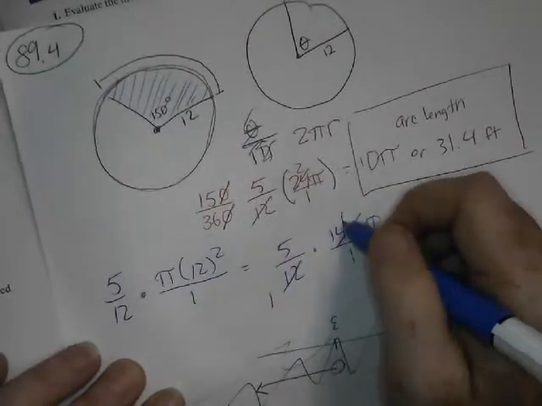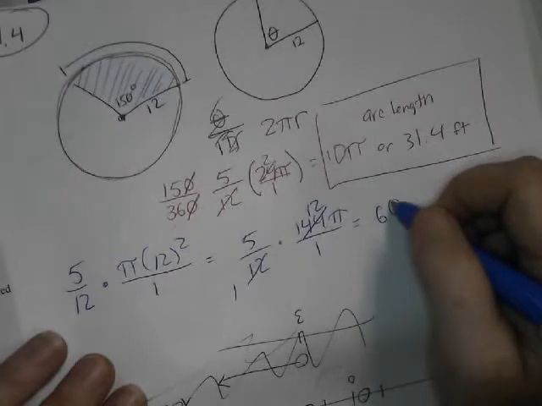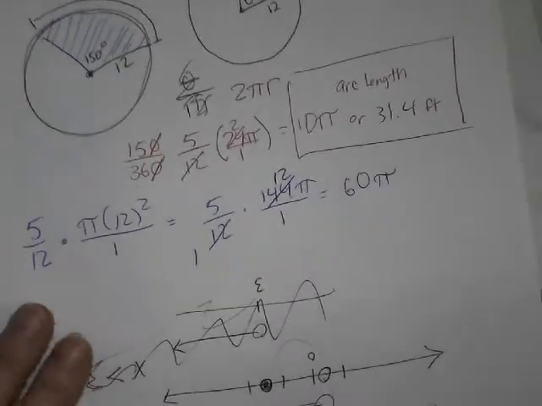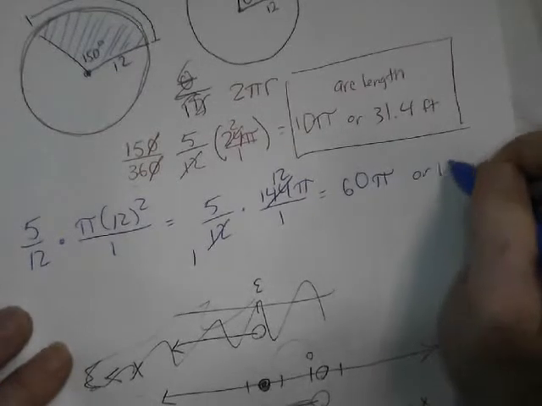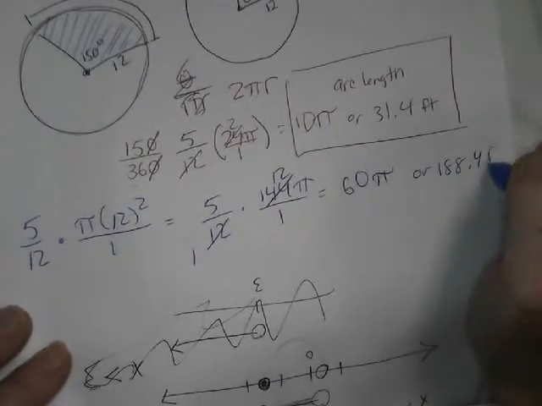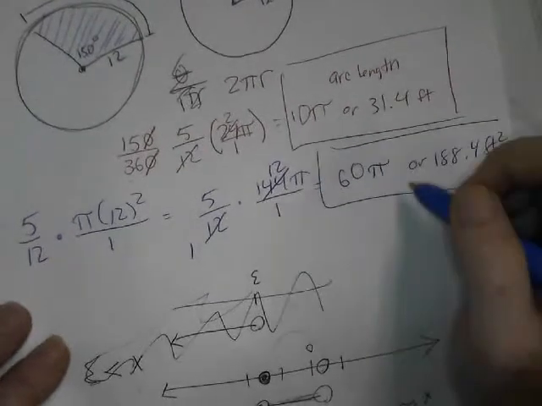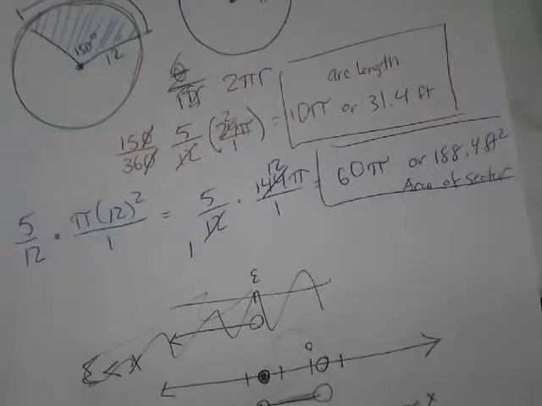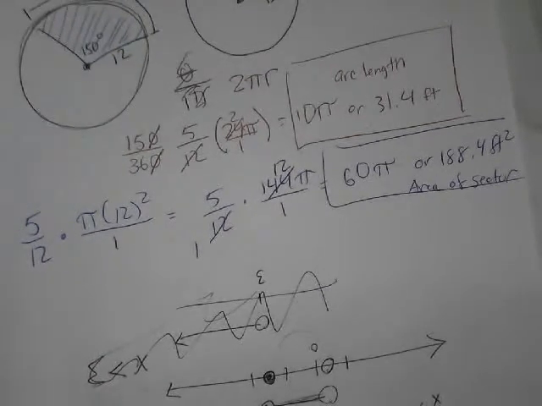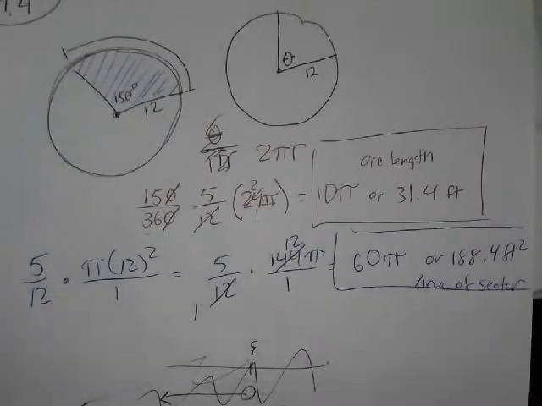5 times 12 is 60. I got 60 pi. I don't really know what that is in decimals, but I could figure it out if I want to. 188.4. Okay, so that's 188.4 feet squared. That's the area of the sector. That's how you do it. And if I do this too fast for you and I'm crossing numbers out and you don't know what's going on, you can rewatch it if you want to.